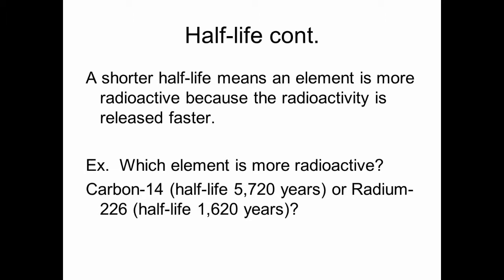If something has a shorter half-life, that means it's more radioactive. The radioactivity is released faster. So for example, which of these is more radioactive? Carbon-14, which has a half-life of 5,720 years, or radium-226, which has a half-life of 1,620 years. It'd be the radium-226. It's decaying at a faster rate. And it's still a really long rate, which is why they have to bury nuclear waste deep into the earth or in the mountains in the middle of nowhere, or they talk about putting it in the ocean, eastern Washington, different places.